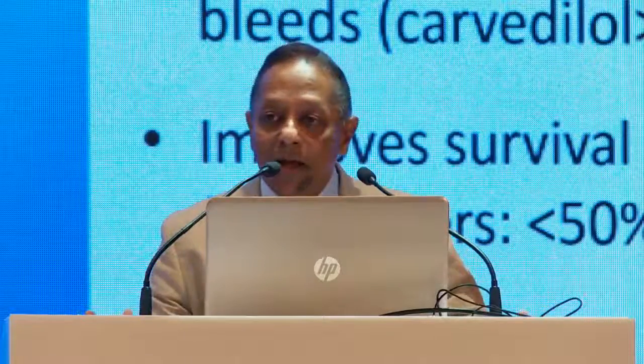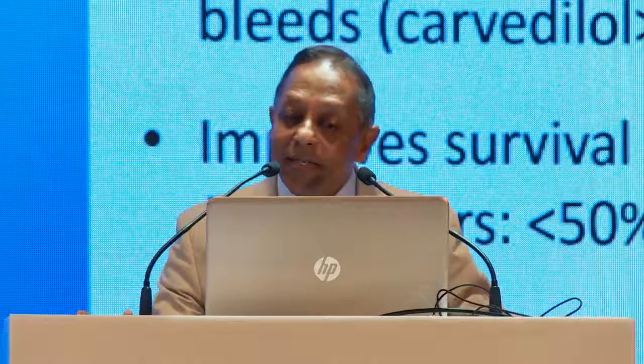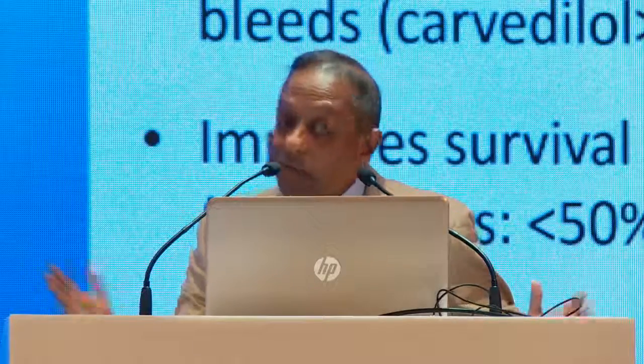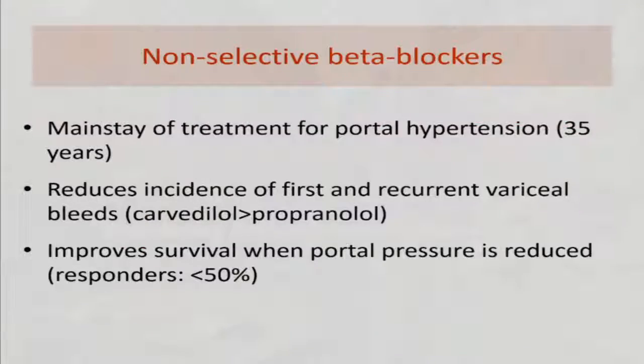One of the beta blockers that have recently shown more promise than propranolol is carvedilol, because it also has alpha receptor antagonist properties, but with it comes some problems. So beta blockers are our friends. They have been the mainstay of treatment for portal hypertension for more than 35 years, reduces the incidence of first and recurrent variceal bleeds, carvedilol slightly better than propranolol, improves survival when portal pressure is reduced.